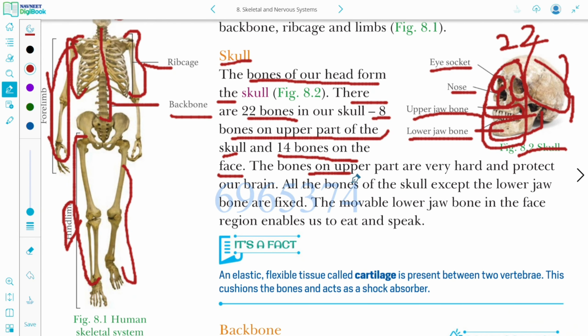The bones on the upper part are very hard and protect our brain. स्कल क्या करता है? अपर बोन वाला रीजन जो है स्कल का वो क्या करता है बच्चे? आपके ब्रेन को प्रोटेक्ट करता है ना?